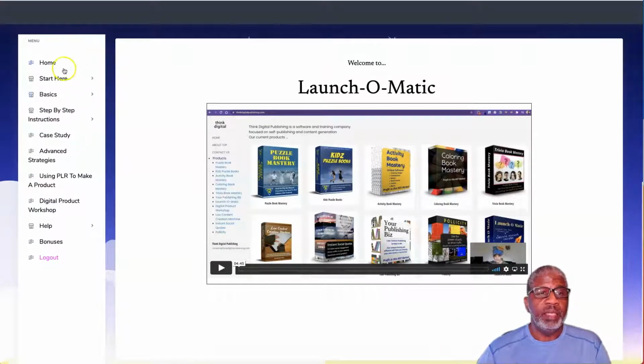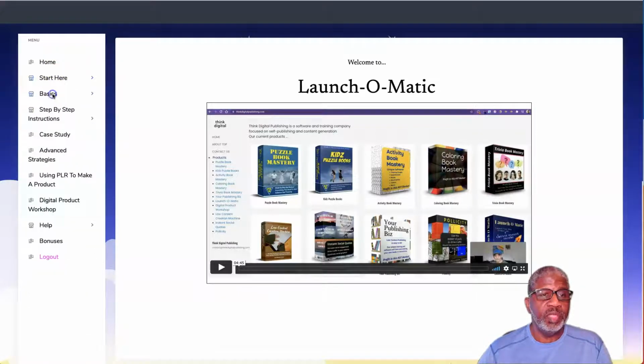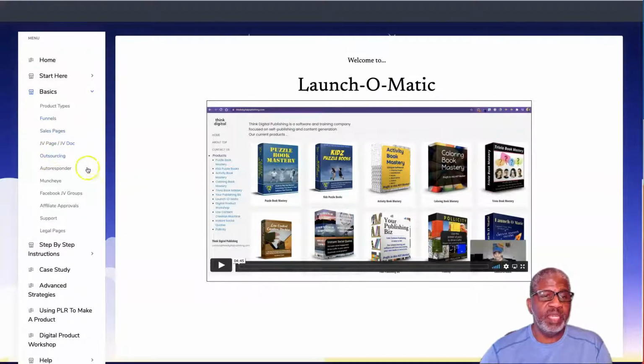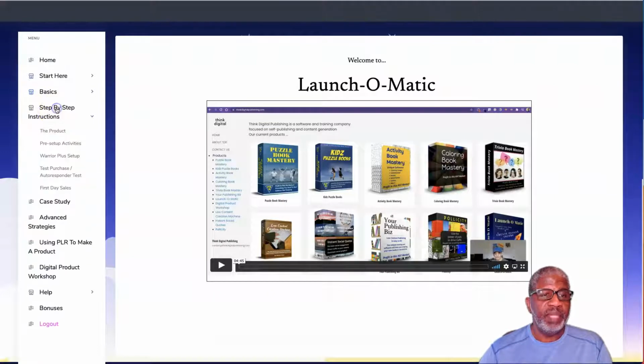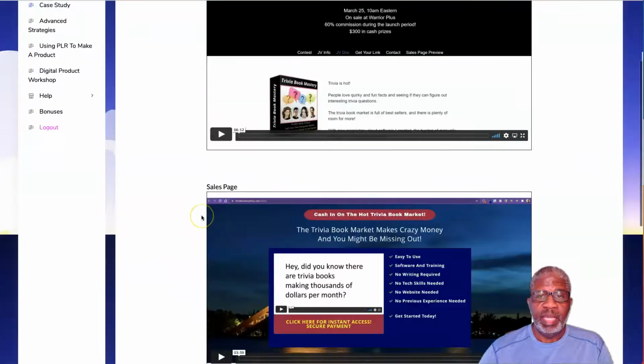All right, and so then you get your Start Here tab. Well, you have the big picture, how the money works, launch details, traffic and marketing, behind the scenes. All right, and it goes into the basics, product types, the funnels, the sell pages, the JV page and the JV doc, outsourcing, your autoresponder, Facebook JV groups, affiliate approvals, support, legal pages, step-by-step instructions, case study, and you have several videos on that.